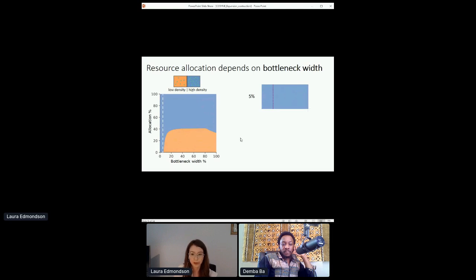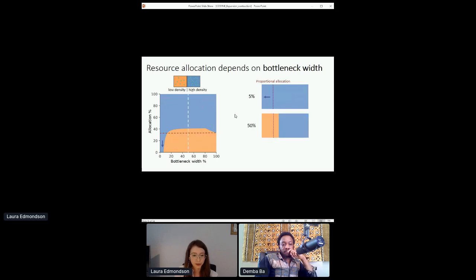So if we just take a closer look at different stages of this bottleneck, so imagine that we have a very narrow bottleneck, for example, around 5%, compared to a proportional allocation, so just allocating according to the densities in each region. You can see that we actually have no representation of the low density space when this bottleneck is very narrow, and it is completely dominated by the high density region. So we term this as a contraction of the representation of the low density region.